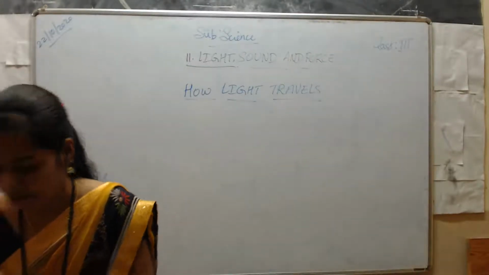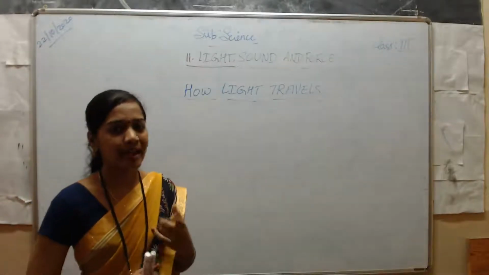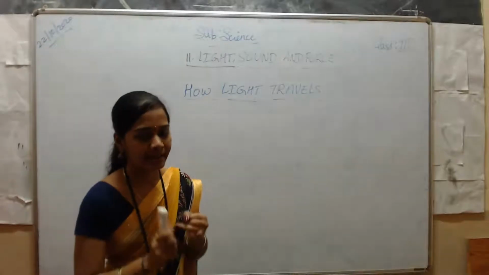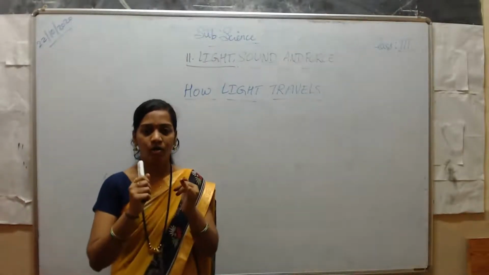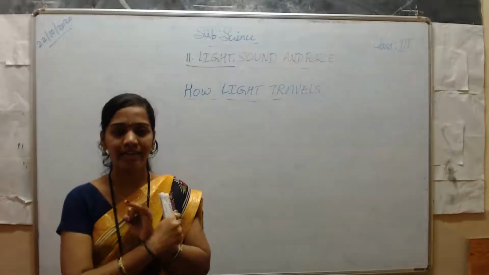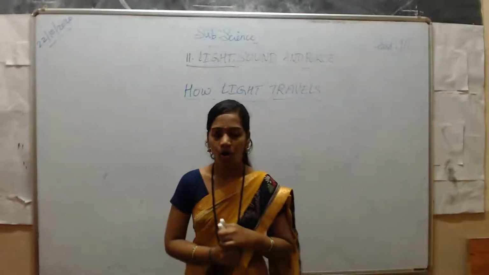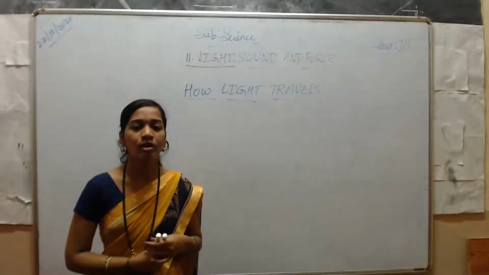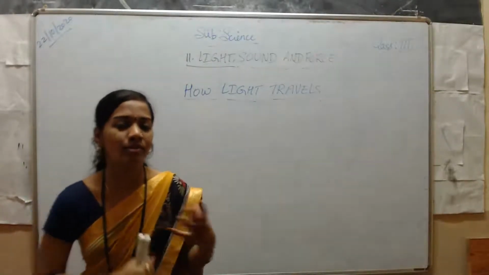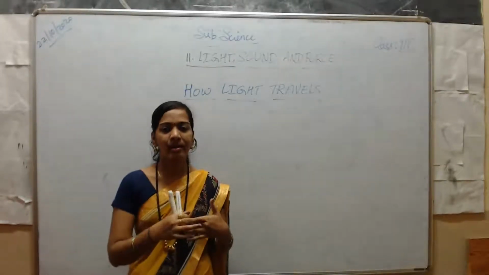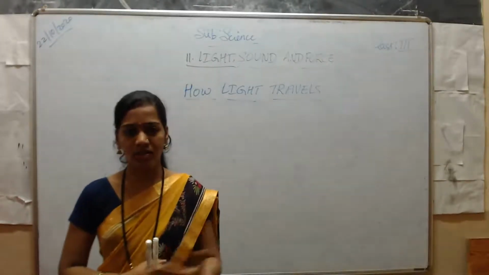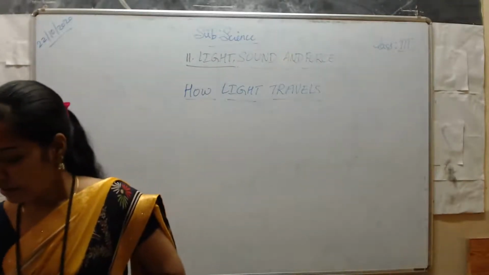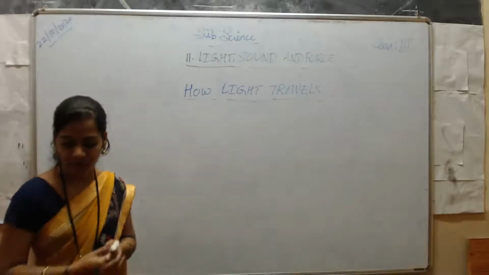So this is light. You understood, students? Light travels in a straight line. The objects which give out light are called luminous objects. The objects which do not give out light are called non-luminous objects. How is a shadow formed? When any object comes in the way of the light, then its shadow is formed.